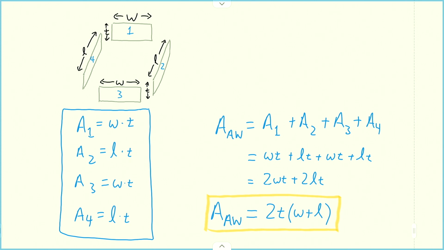So let's take a look at each of the 4 rectangular sides. The area of the first rectangle is equal to the width times the thickness of the aperture, and so is the area of rectangle 3. Now the areas of rectangles 2 and 4 are equal to the length times the thickness of the aperture. The area of the aperture walls is equal to the sum of all 4 of these rectangles. That gives us 2 times WT and 2 times LT. Pulling the 2T outside gives the area of the aperture walls as 2T times (W plus L).